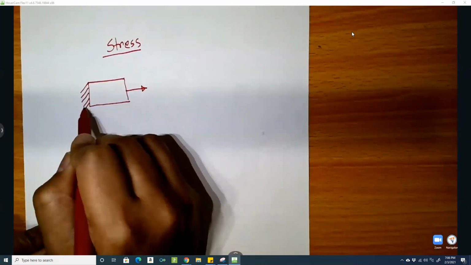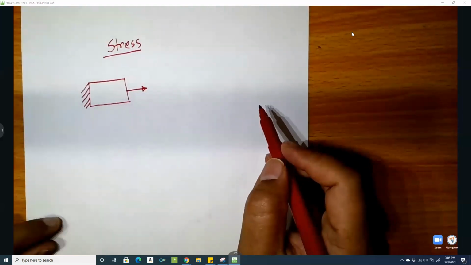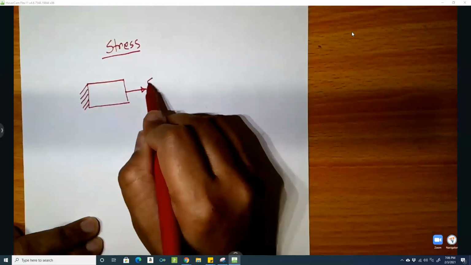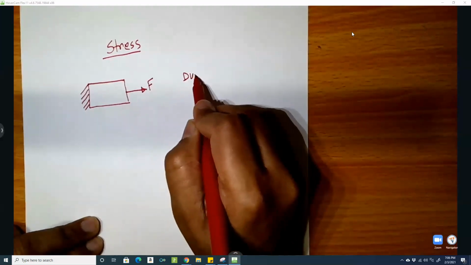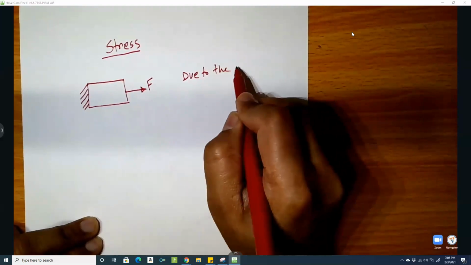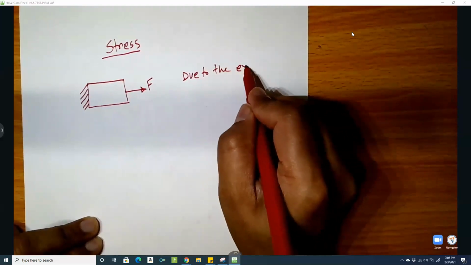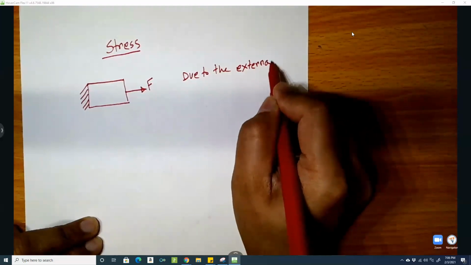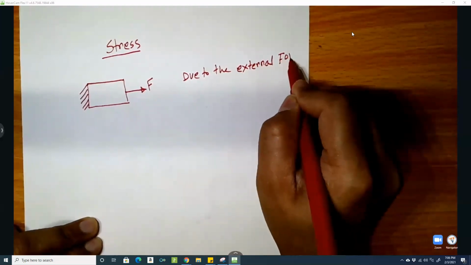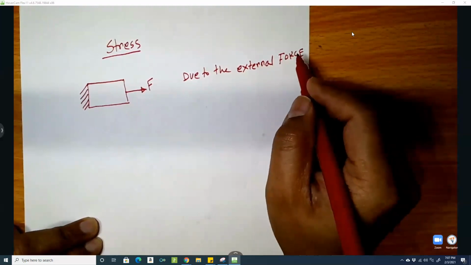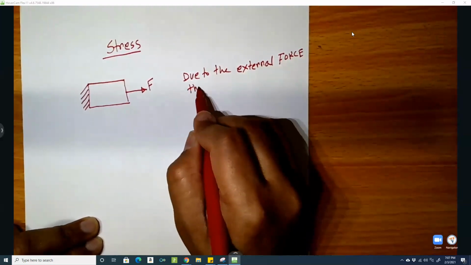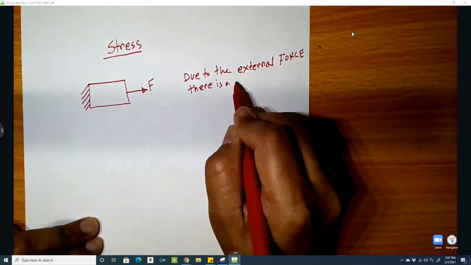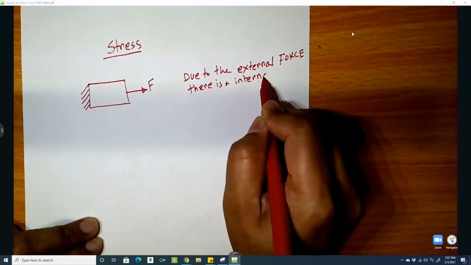Let's look at this member, and I applied force on one end, the other end is fixed. So the force is F. Due to the external force, there is an internal force.